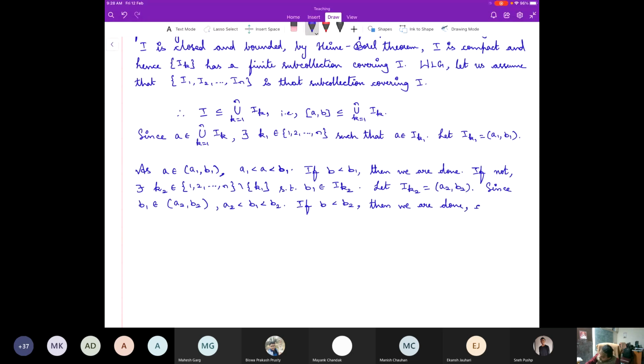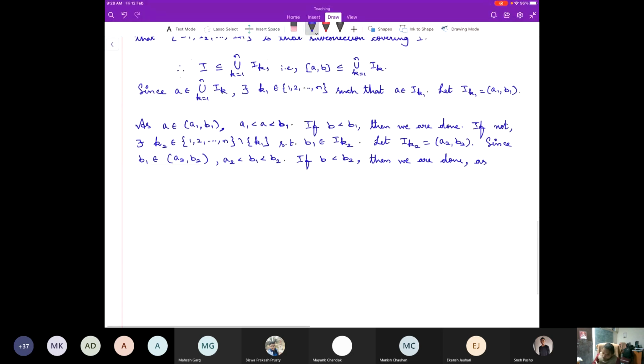Why? Well, at least now let me write. Summation k running from 1 to infinity, length of Ik. So this is going to be bigger than or equal to B1 minus A1 plus B2 minus A2, which is equal to B2 minus A1 minus (A2 minus B1), right? Yes, so this is exactly what we want.